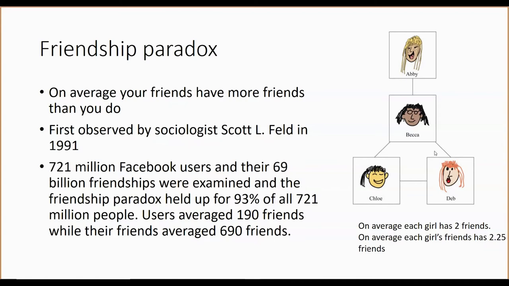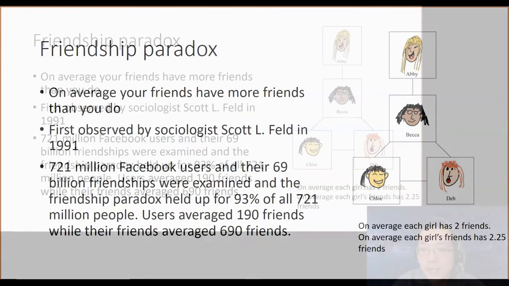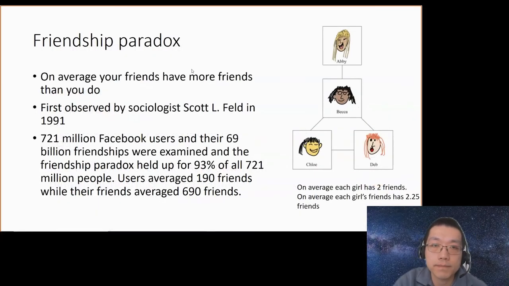So why is that the case? If Becca is the most popular kid in this network, and everyone is friends with Becca, then Becca actually drives up the number of friends that everyone's friends has. So that's why the friendship paradox holds.